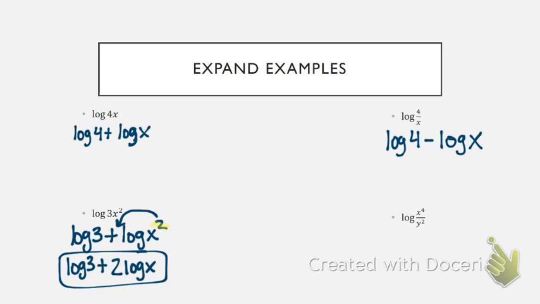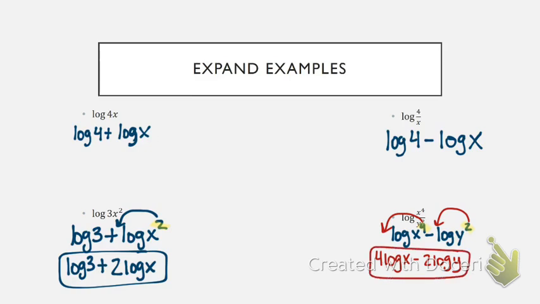So log x to the 4th divided by y squared. I have two things. I have an x to the 4th and I have a y squared. They're being divided. So since they're being divided, when I break this into two logs, I'm going to subtract the logs. But I have an exponent here and an exponent here. So I'm going to take these exponents and bring them out front. So this is 4 log x minus 2 log y.